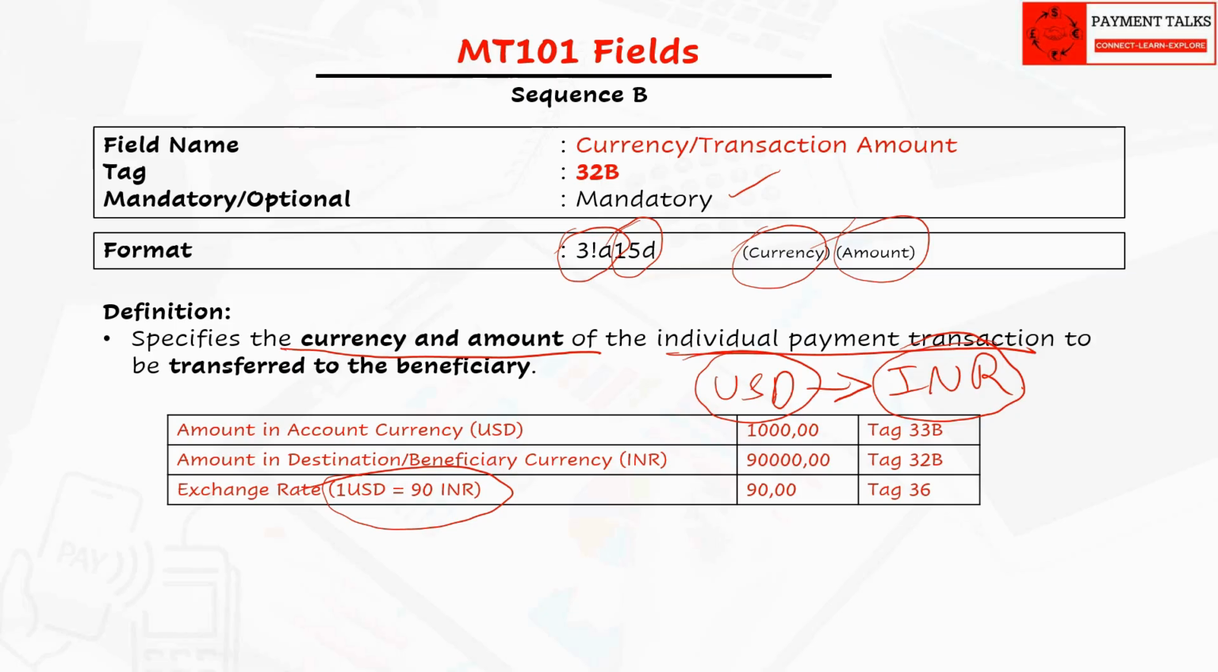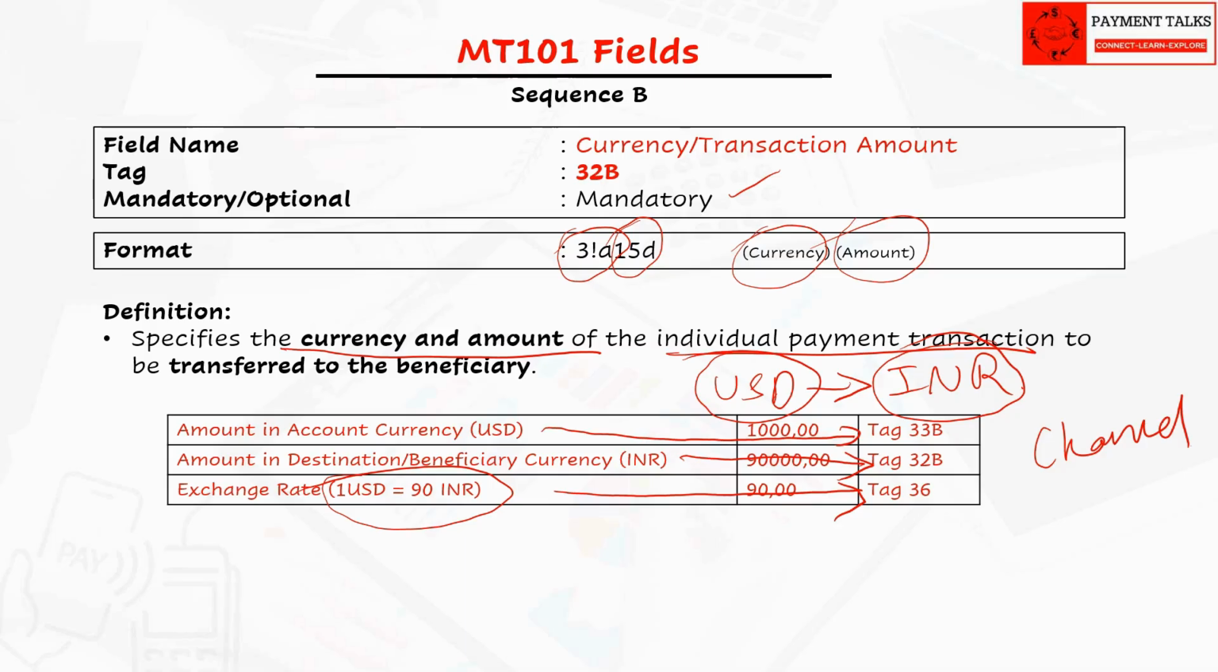Here, your account currency is usually mentioned in the 33B currency original ordered amount. The destination currency and amount is mentioned in the 32B, which is assumed as the instructed amount from the customer. And the exchange rate that is shown on the screen is mapped to the tag 36. Now this is the message created from the customer channel and mapped to MT101.